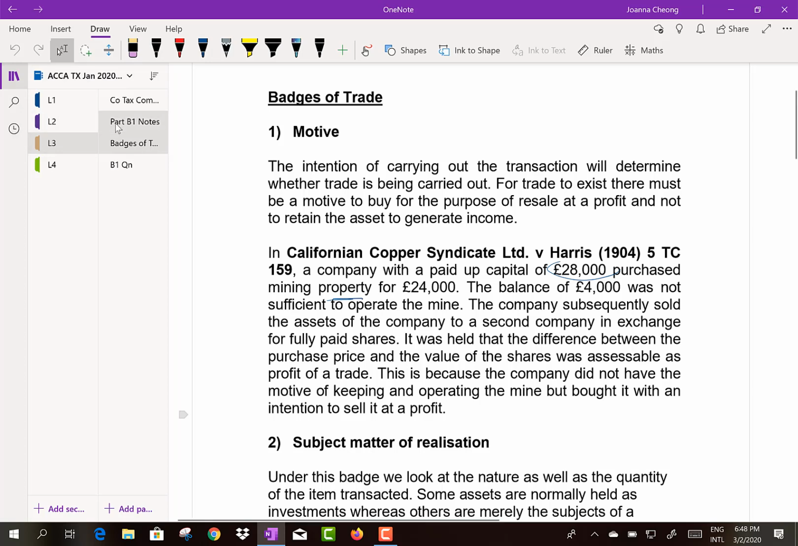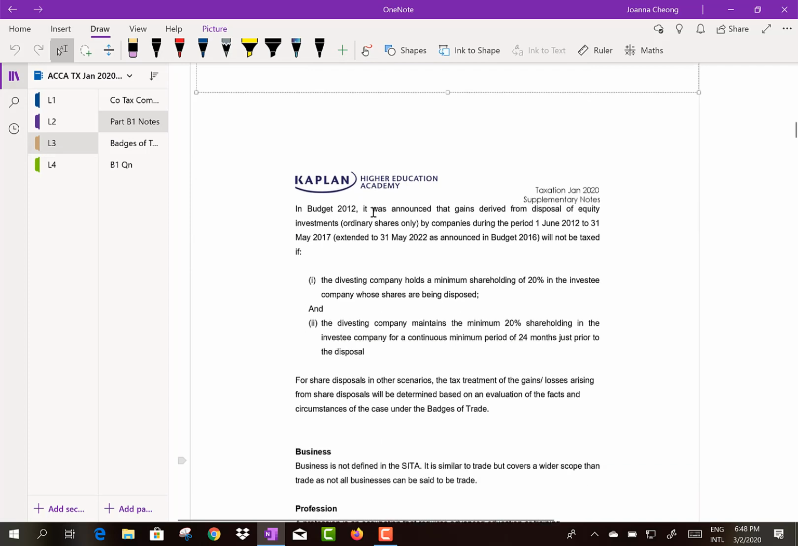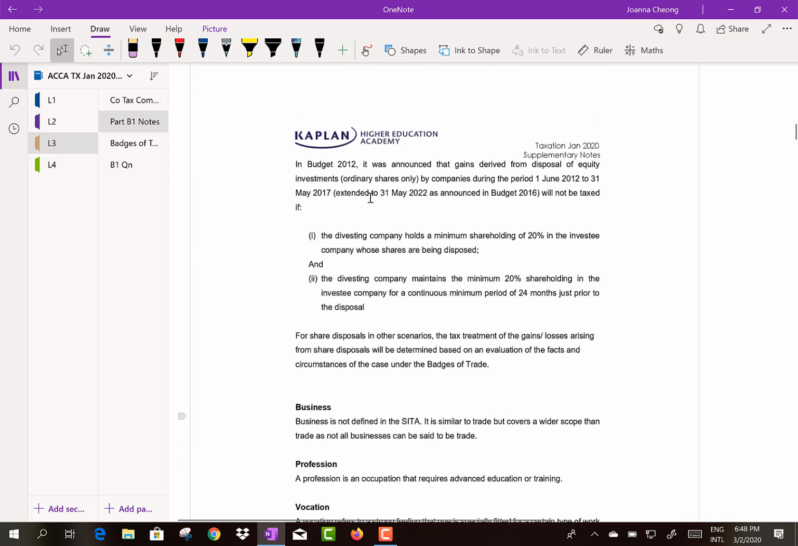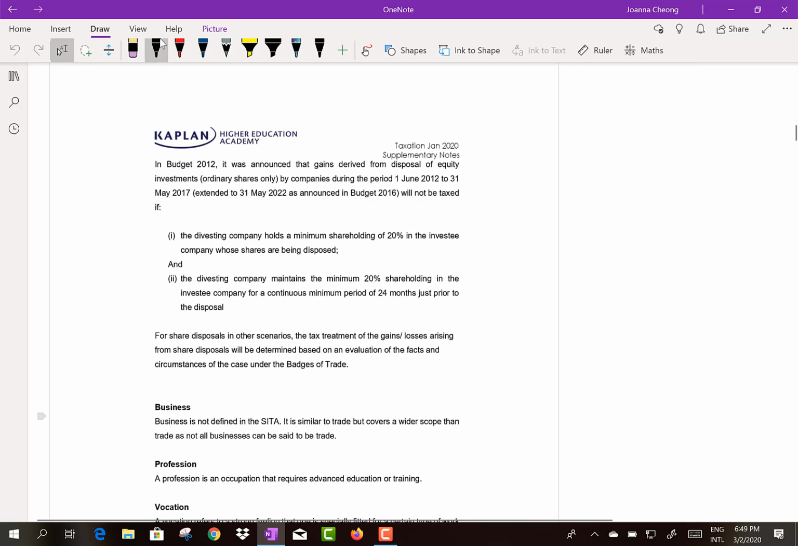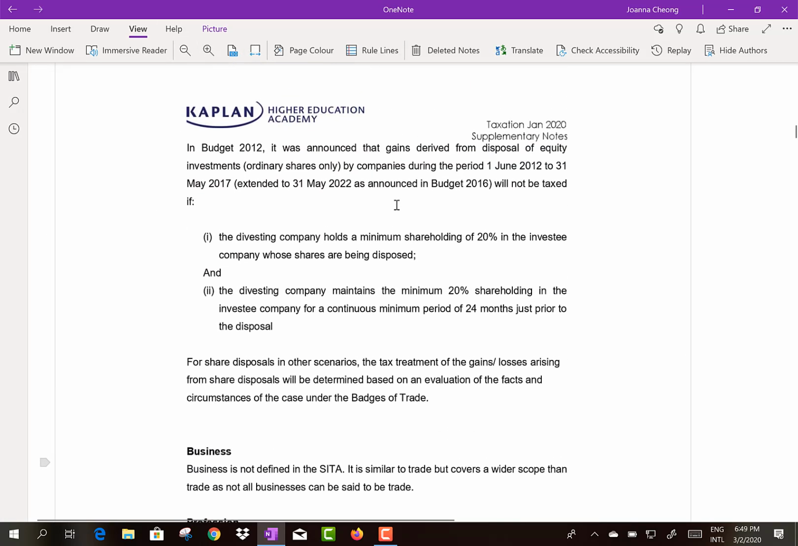Now, let us move on to page 2. We are still looking at 10.1a, because in 10.1a itself, there is trade, there is business, and then what else? Vocation and profession, okay? So we have not done with trade yet. Now, if you were to look at this part, page 2, I'm not sure whether you can see or not. If you cannot see, just look at your notes. I will try to expand a little bit here. Okay, this part here.